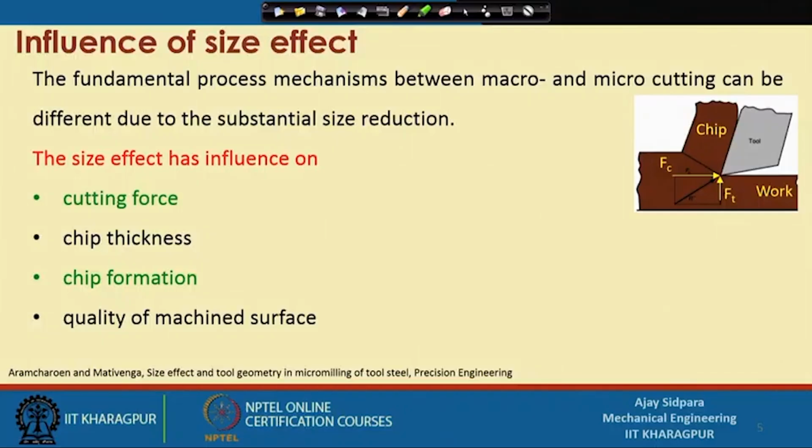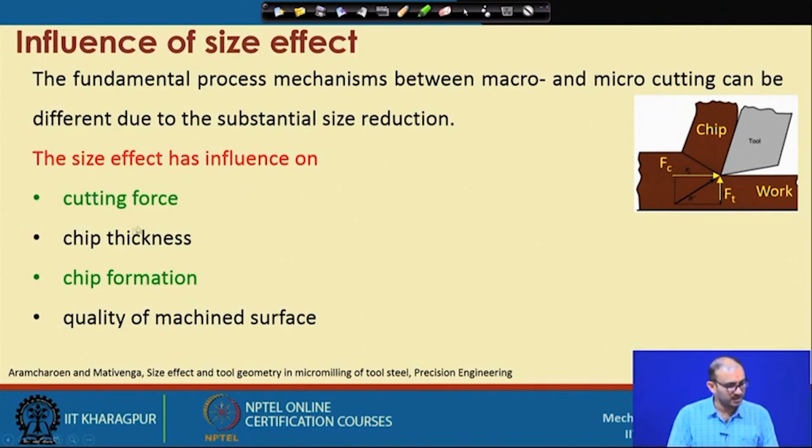And we have seen that there are different parameters which affect the machining processes, like the uncut chip thickness and the cutting edge radius, and different material properties also play an important role when you cut material at a micro scale. So, let us continue with the same class. In the last class we saw this particular diagram, where the size effect has influence on these different types of parameters.